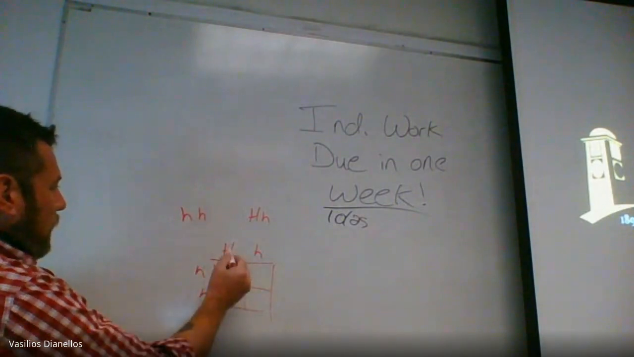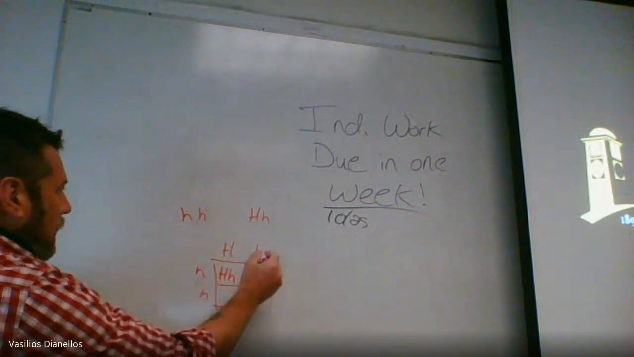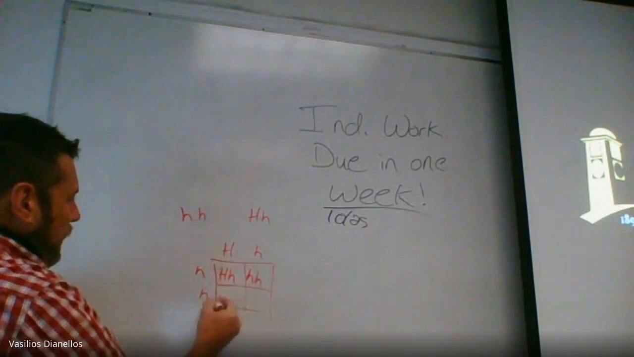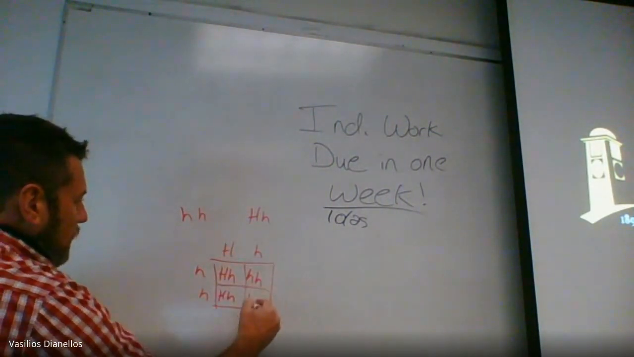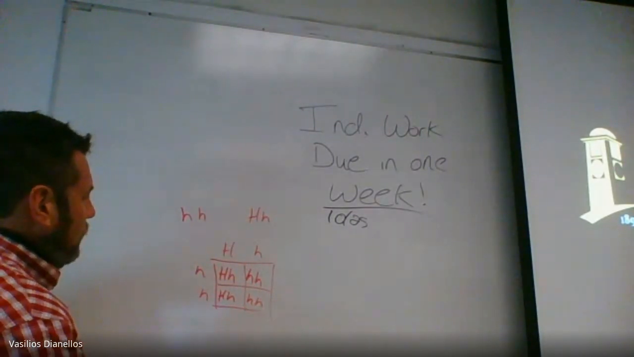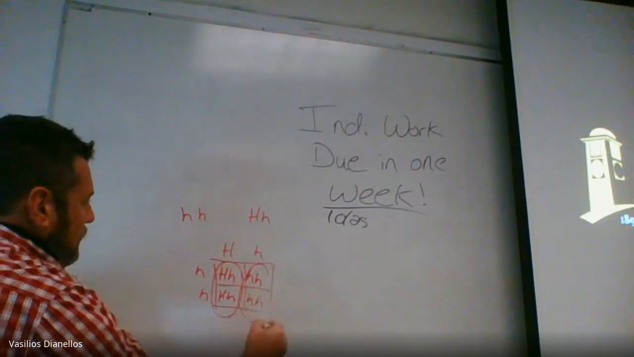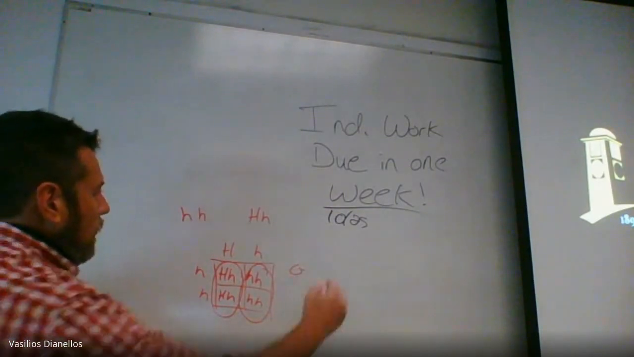So now we look at it. This square right here, we bring together the big H and the little h. Here we have a little h coming together with a little h. Here we have a big H coming together with a little h. And here we have a little h coming together with a little h. So as far as genotypes are concerned, I see two of these, and I see two of these. So the genotype would be 2 to 2.